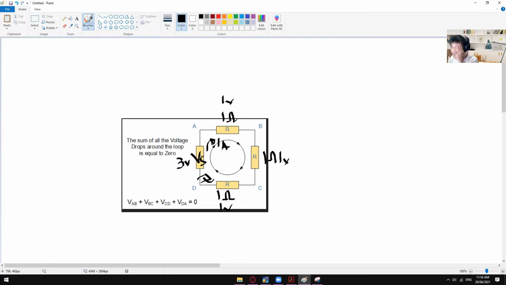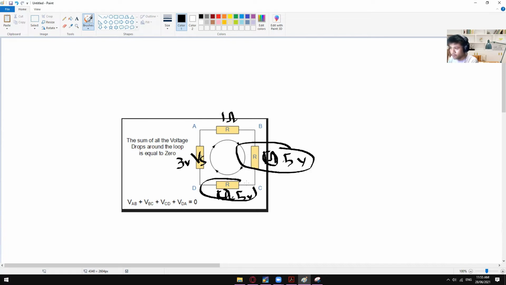Okay, so there is no way that, for example, you have a 1 volt here and then 0.5. Let's say we have 0.5 volts right here and then 0.5 volts right here, okay? Because this is already wrong, because if you're going to add those, you now have a total of 2 volts, okay? So there is no other way that you'll get a voltage drop of 0.5 and 0.5 right here.